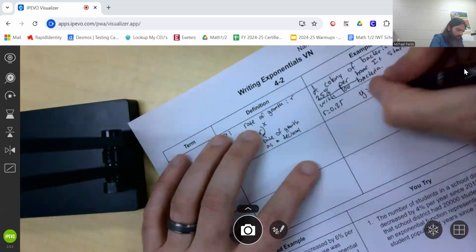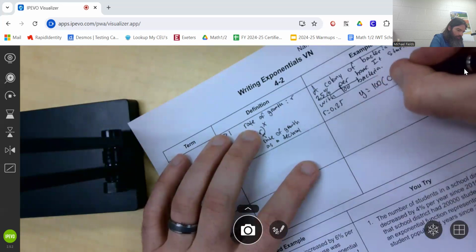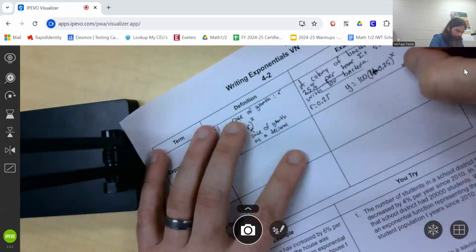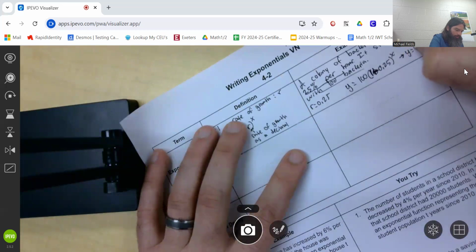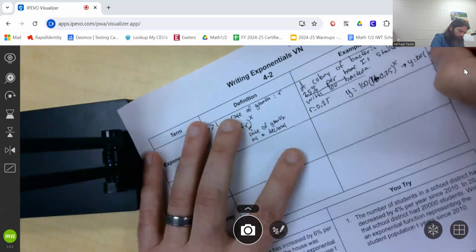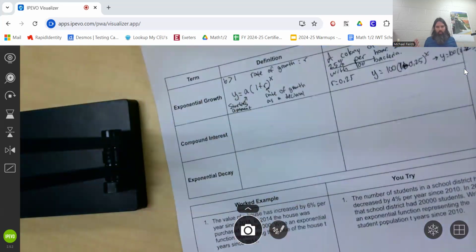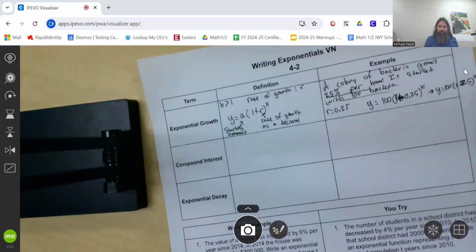So we're going to have the equation y equals 100 times 1 plus 0.25 raised to the x power, which is y equals 100 times 1.25 to the x power. So we're adding that to 1 because without the 1, it would be less than 1, and then that would be decay. So we have to add the 1, that's 100%, and then it's growing by 25%, so that's 1.25 raised to the x power.